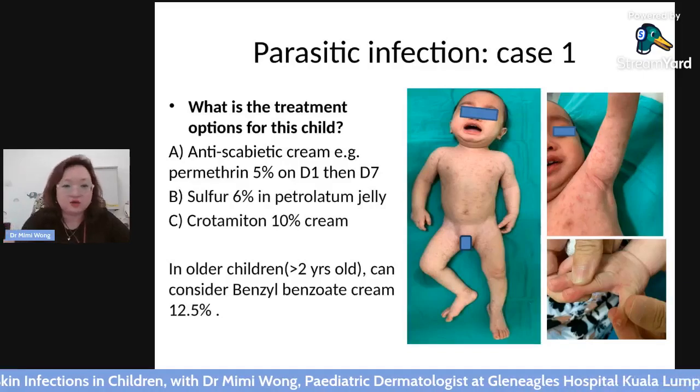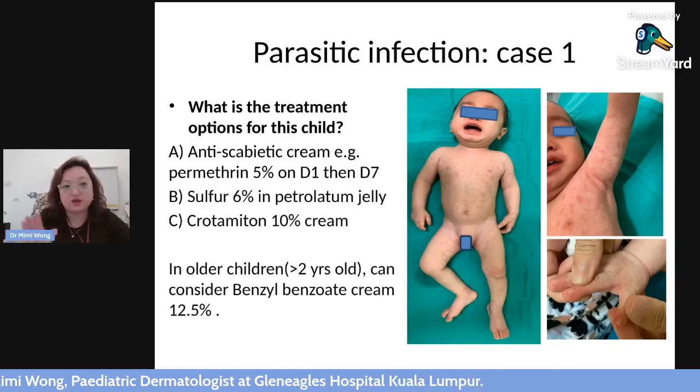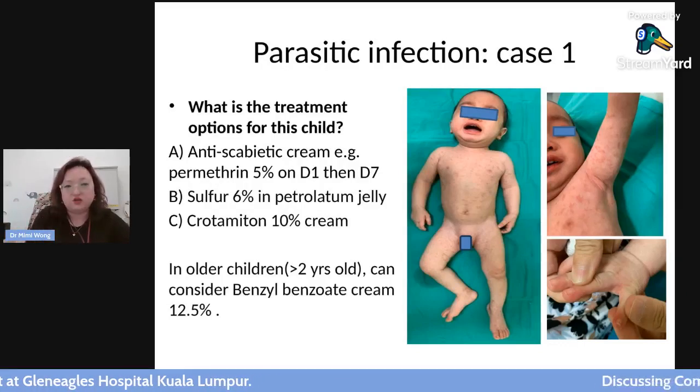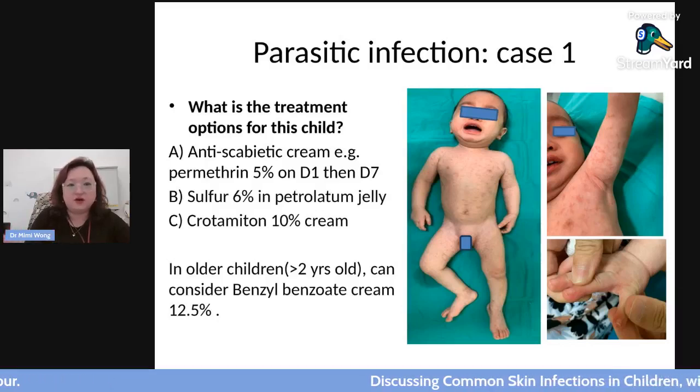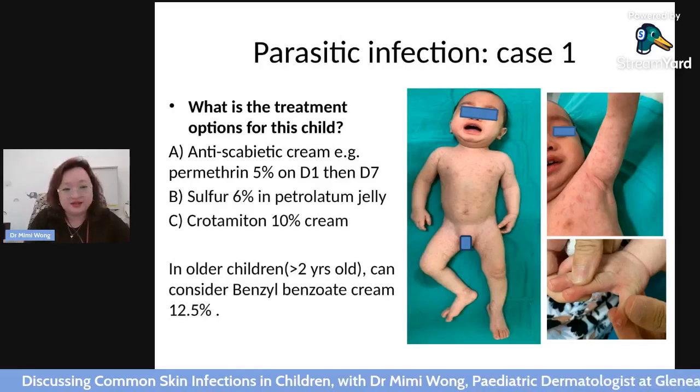So why is it so? Because this permethrin can kill the adult mites, but cannot kill the unhatched eggs. So you give the treatment on day one, and day 7 you treat again because you want to kill off all these scabies that hatch in between. All right, so does it make sense?